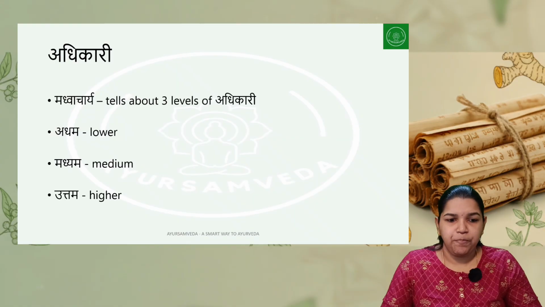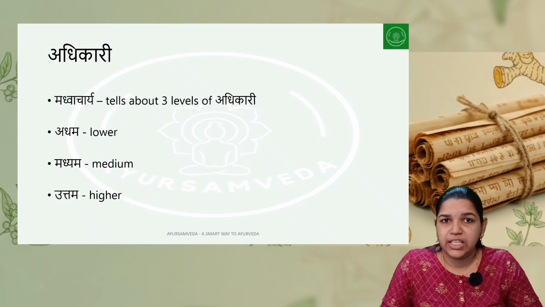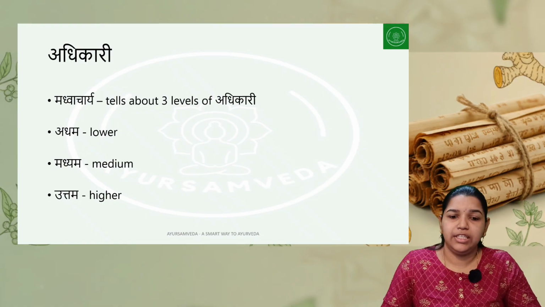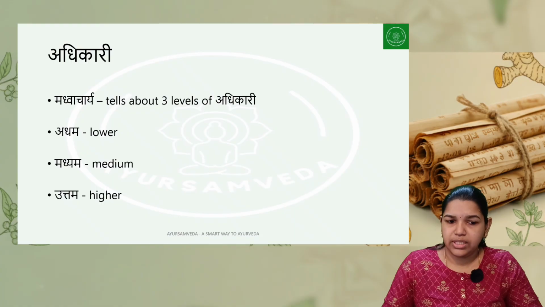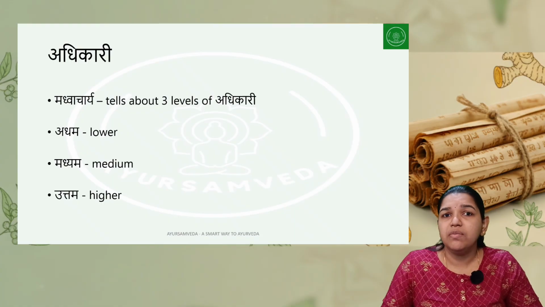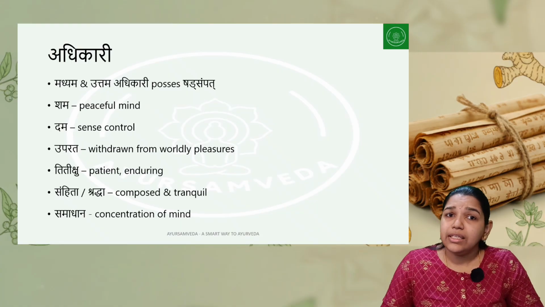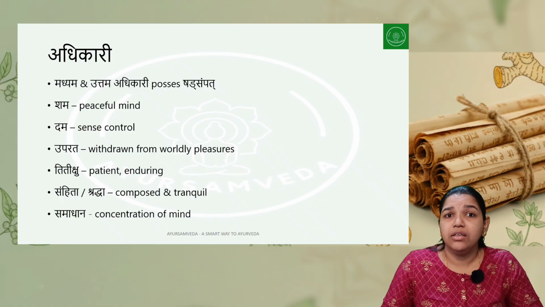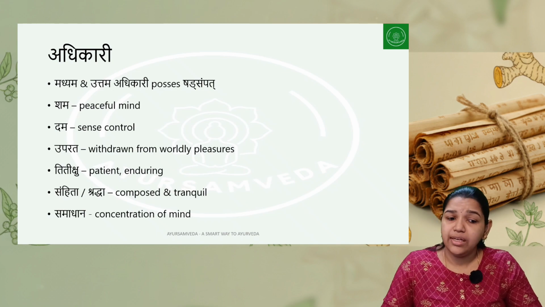So the person who is qualified to study something is considered to be Adhikari. Madhvacharya, who is a proponent of Vedanta Darshana, has told that there are 3 levels of Adhikari. Based on the intelligence, we can consider 3 levels of Adhikari: Athama, Madhyama and Uttama. Athama means the lower level of intelligence, Madhyama means the medium level, and Uttama means the higher level of intelligence. The Adhikari who is in the Madhyama and Uttama level will be composed of Shat Sampat.